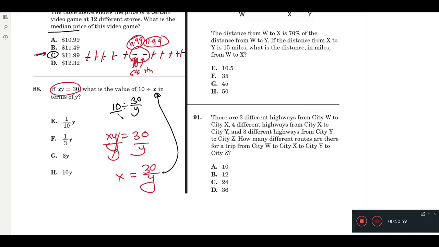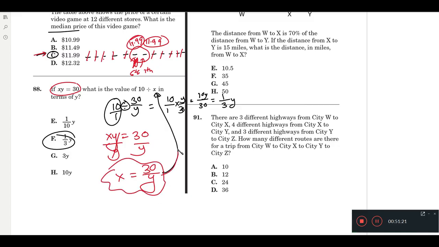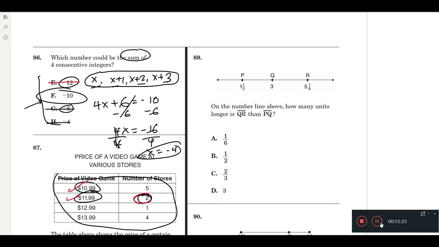y. Can I do keep change flip? Yeah. Keep the first fraction, so 10 over 1. Change division to multiplication, and flip it to y over 30. That's 10y over 30. That's 1/3 y. Do you find it easier? Yeah. I just think solve for x and plug it into the question. That's it. Okay. Let's do number 89.